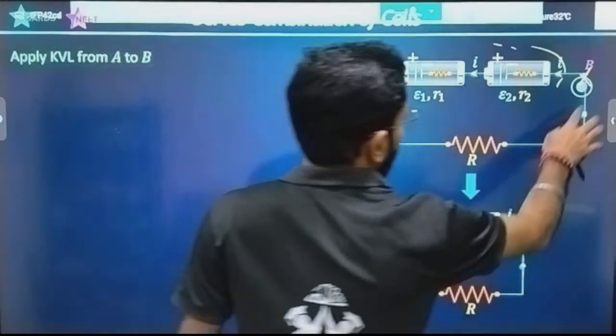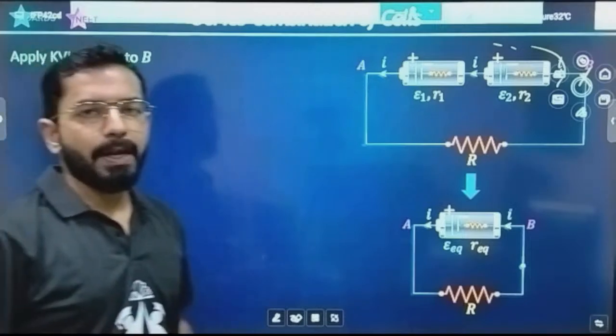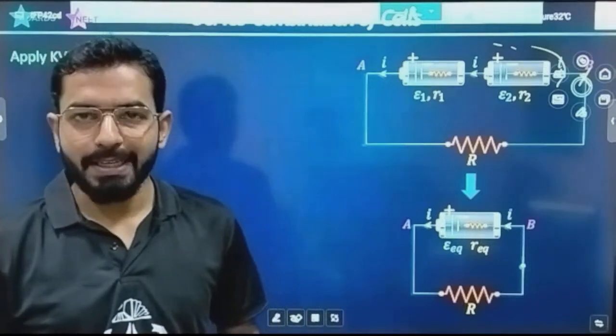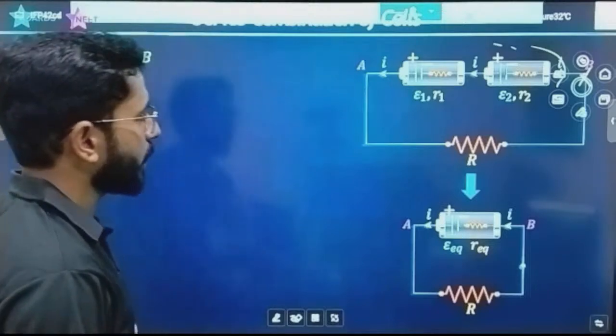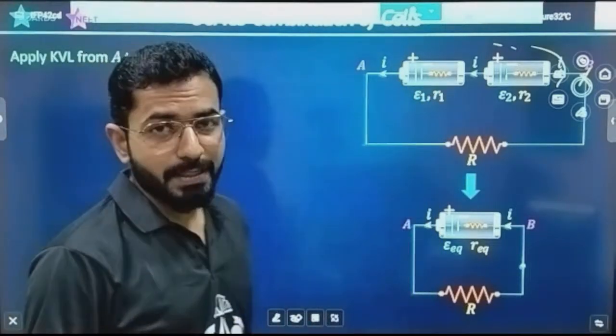If you want to find the effective EMF, when you are applying two batteries, what is going to be the effective EMF? For that we have to apply KVL. Let's apply KVL from point A to B. This is the direction of current. I have told you about KVL also. We have discussed it completely.